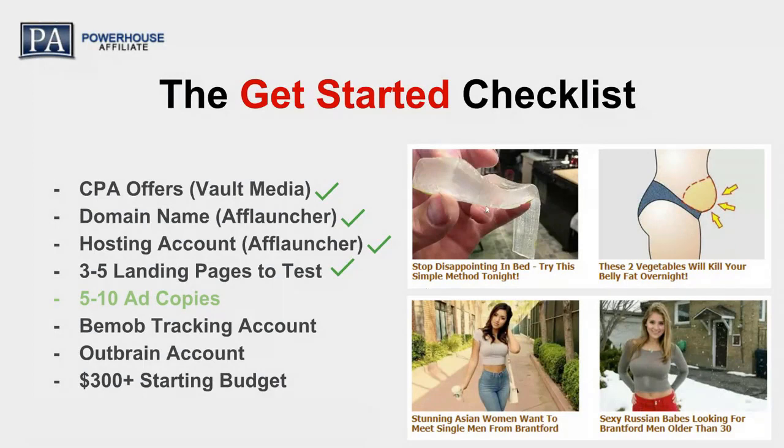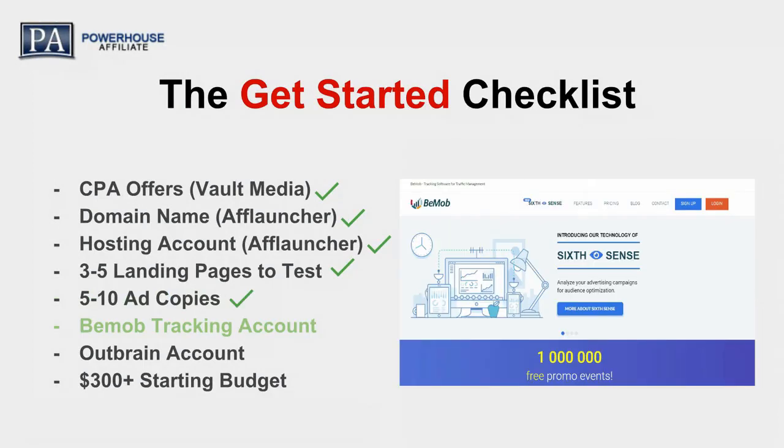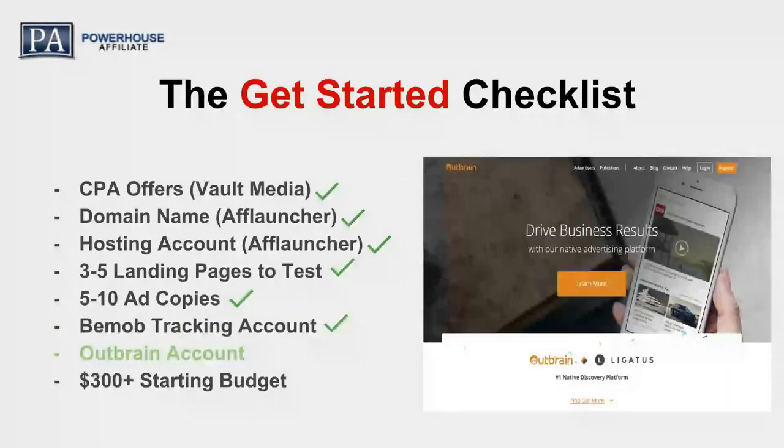Once you have that, you're going to need your BeMob tracking account, which is completely free. If you do not know how to set it up, Powerhouse has extensive resources showing you step by step with screenshots. I believe there are videos that Joey's made on it. There are so many resources in there, so you're completely covered. You're going to need an Outbrain account to get started. That's fairly simple. It's free. Sign up, get in contact with Outbrain.